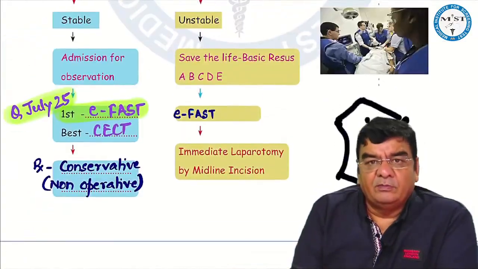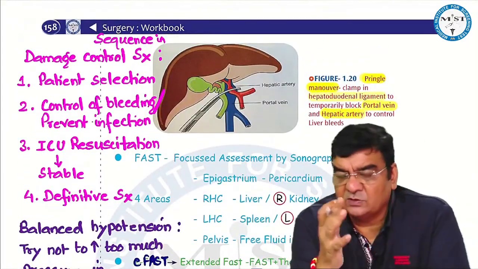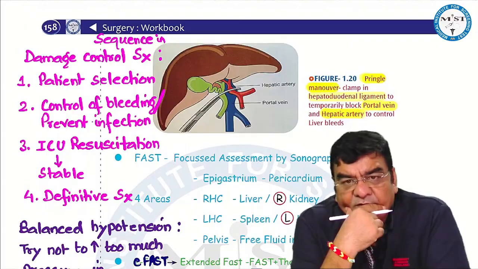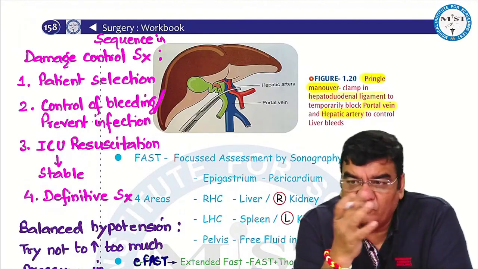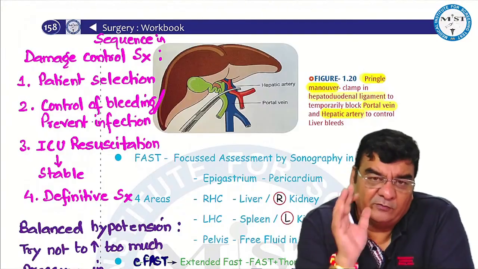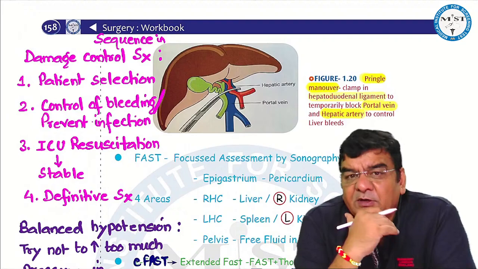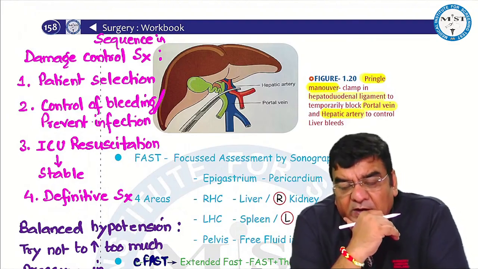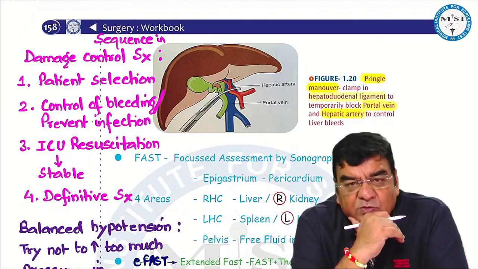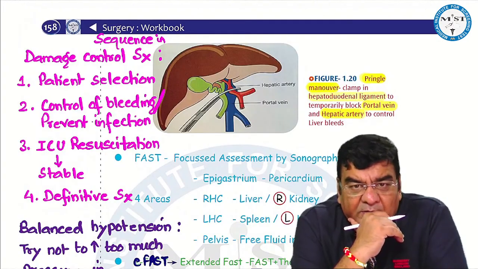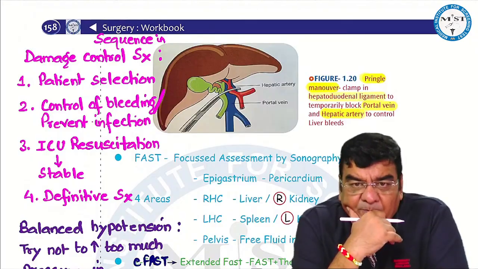Sometimes we come across different types of situations where, because of that injury, the abdominal wall is also open, or if the abdominal wall is closed, there is a major liver or splenic injury. Then we should go for damage control surgery. Quickly do a patient selection, that is, identify the patient, then try to stop the bleed, or at least do something to prevent infection going inside.